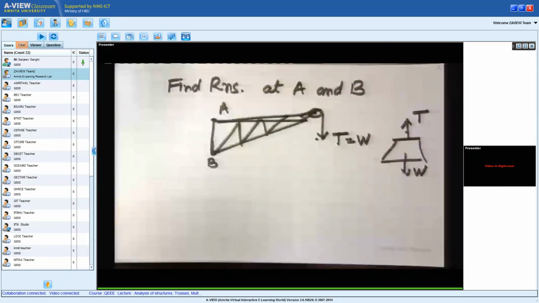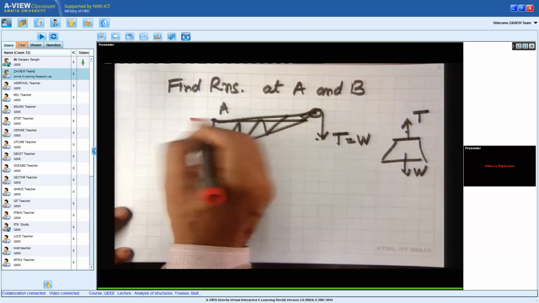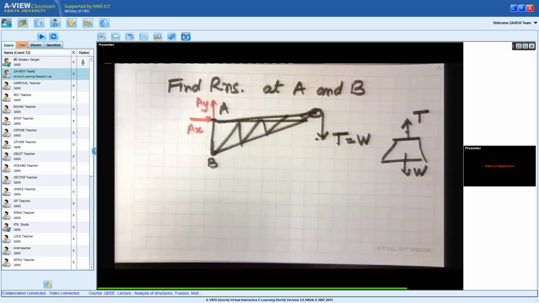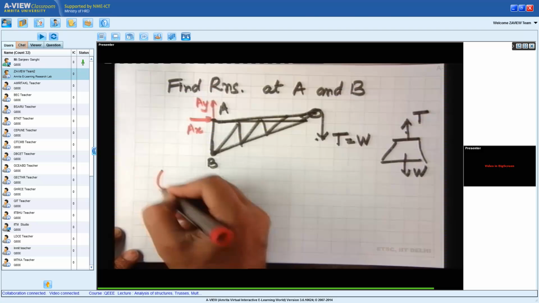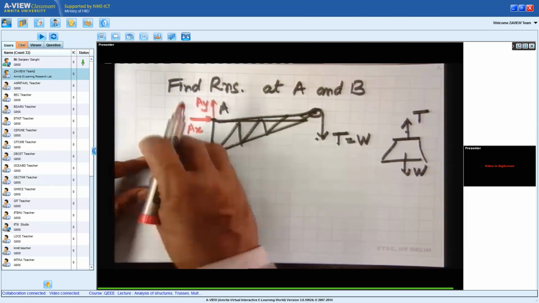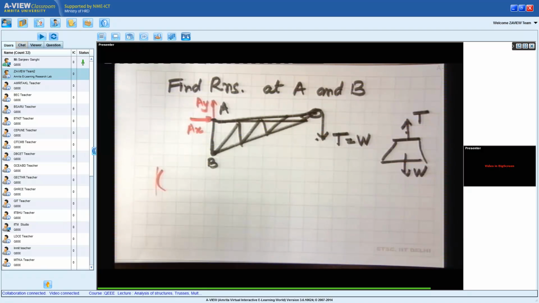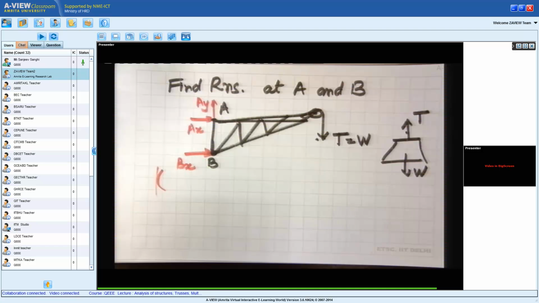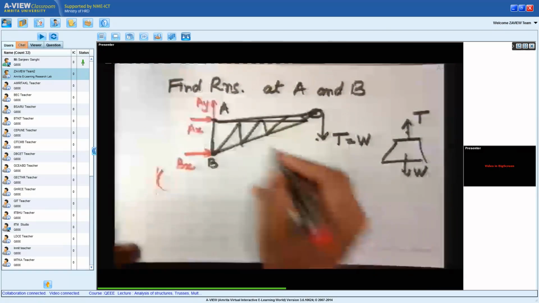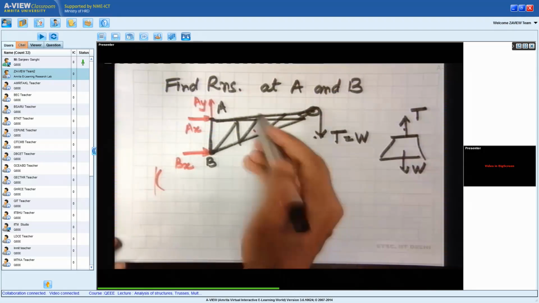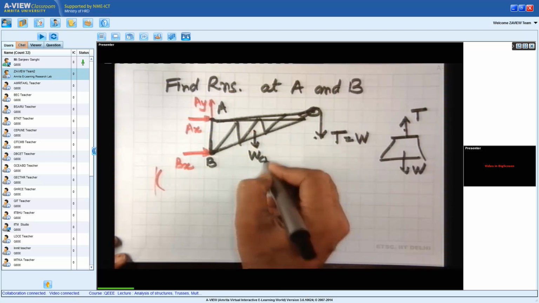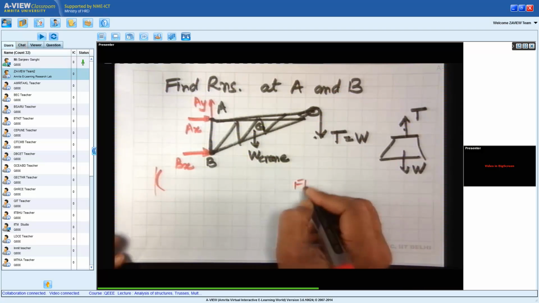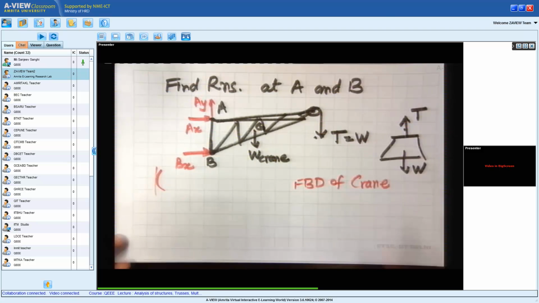At point A there is a pin. If there is a pin at point A, then I will get Ax and Ay. I will have two forces, Ax and Ay. At B, what do I have? At B, there is a smooth rocker. So if the body moves along the y-axis, it will be allowed to move because there is no friction. So at B, I get a single force Bx. Also I have to keep in mind that the weight of the crane acts from its center of mass. So this is the free body diagram of the crane.